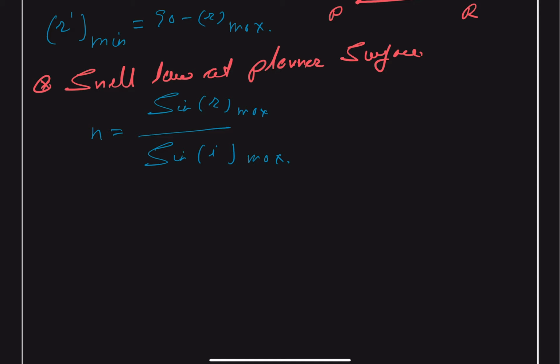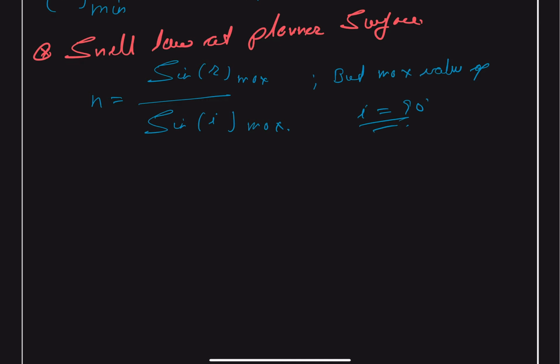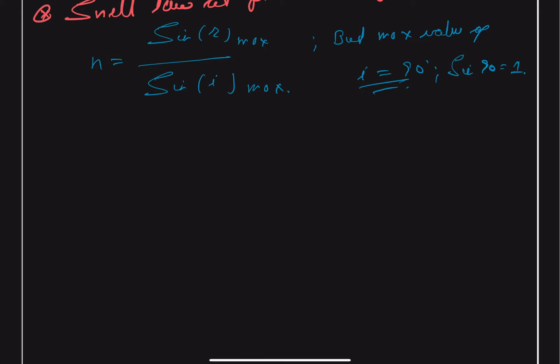But the maximum value of i here, which is our alpha, the maximum value of i is 90 degree. Okay. Thus we can say that sine of 90 is equal to 1. Therefore we get that n is equal to 1 over sine of r, and this is our maximum.